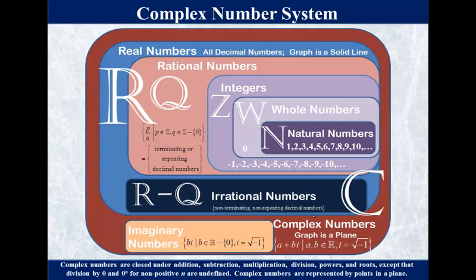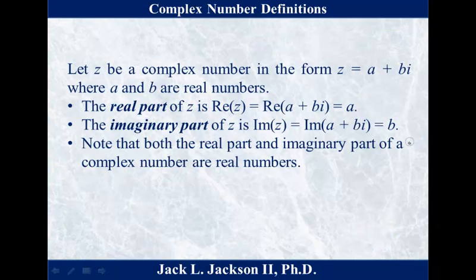Okay? So it turns out that complex numbers are actually closed under addition, subtraction, multiplication, division, powers, and roots, except that division by 0 or 0 to the n for a non-positive n are undefined. And we can represent complex numbers by points in a plane. Okay, we'll get to that in a second.